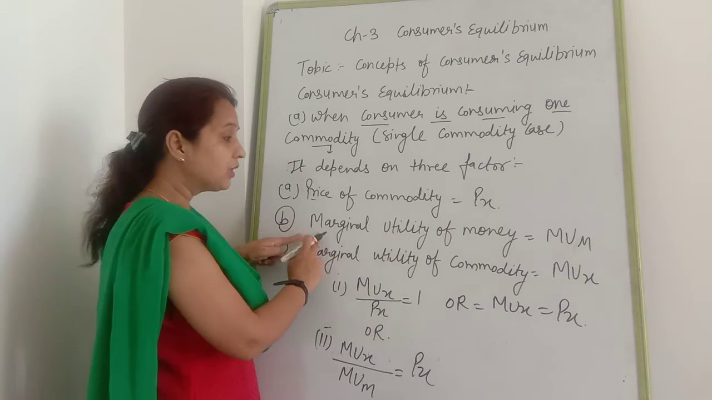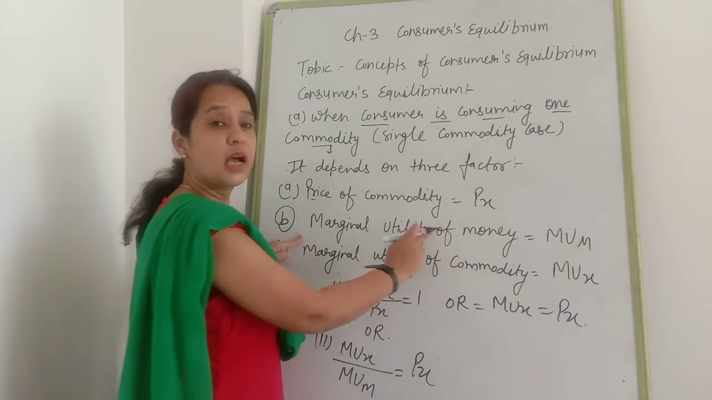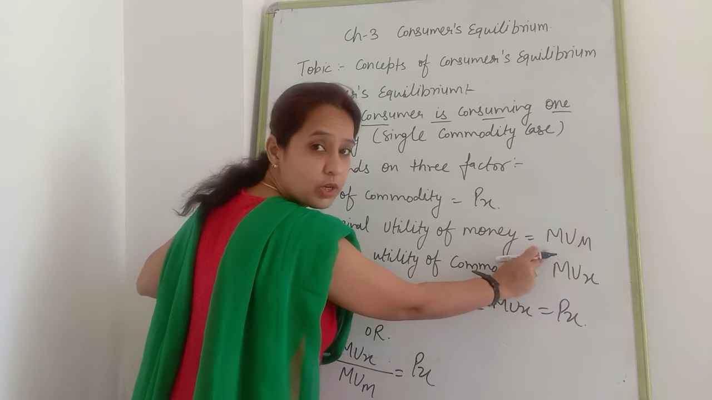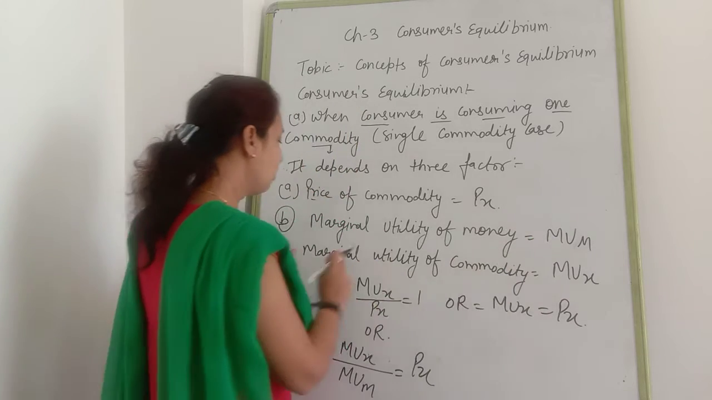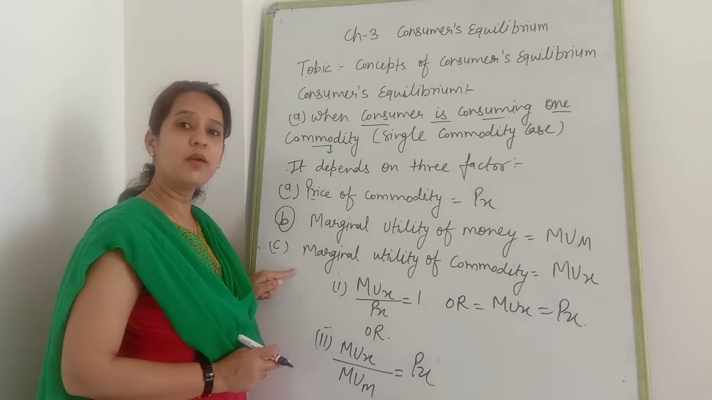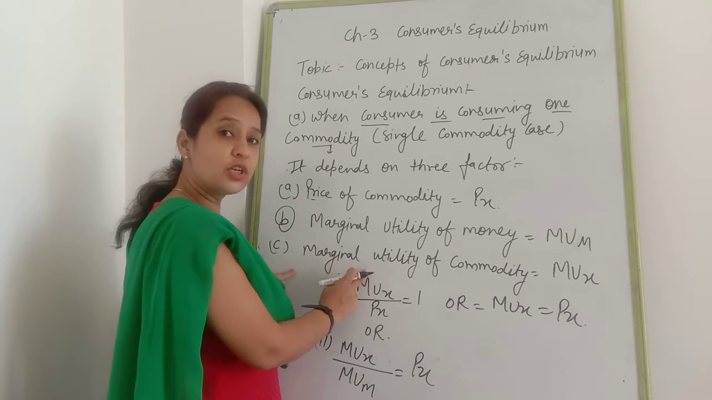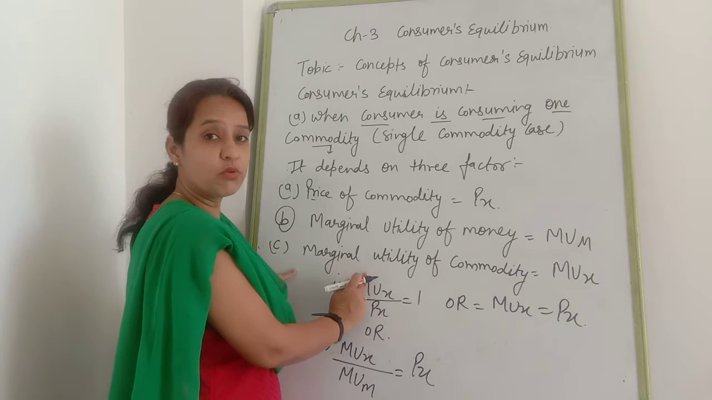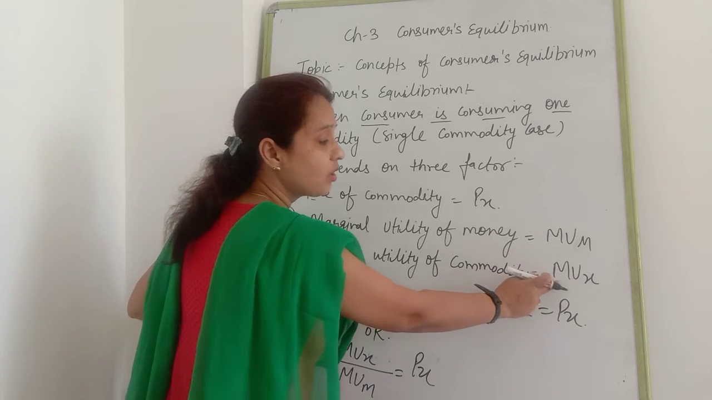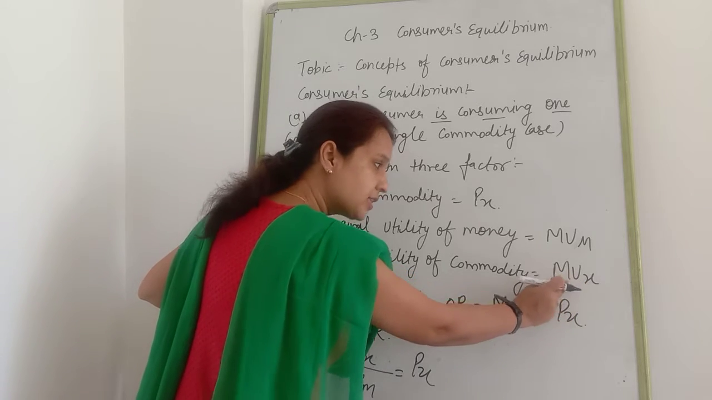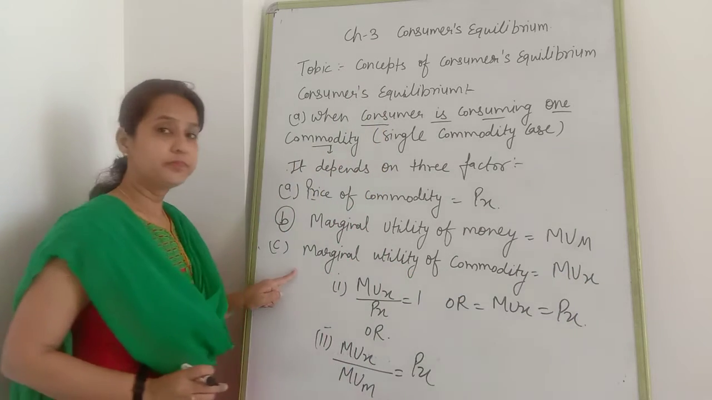Second, marginal utility of money. It means the utility of your money, which we are going to denote by MUM. Third, the marginal utility of the commodity, which we have denoted by MUX. It means the additional satisfaction which you are going to derive from the commodity, which we denote by MUX. It means marginal utility of X commodity.